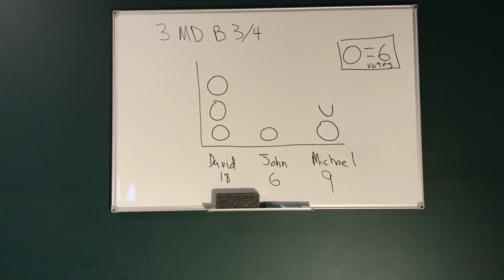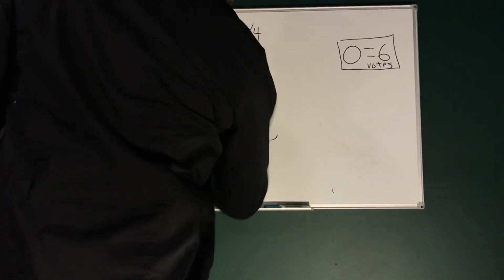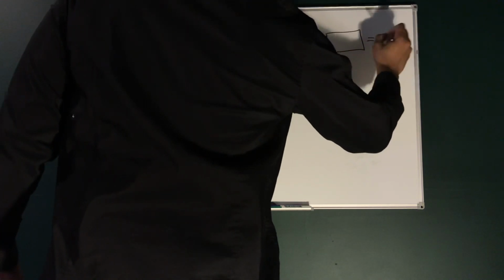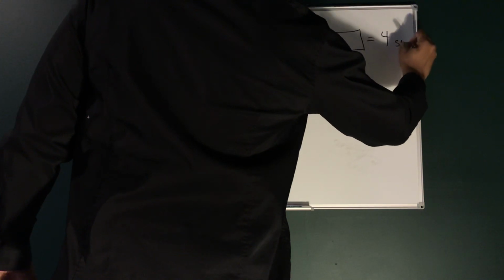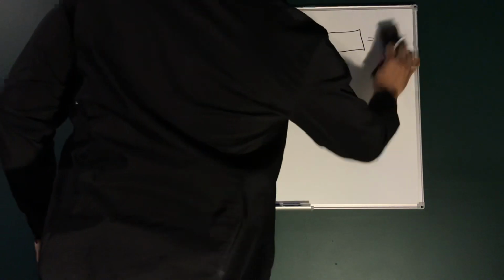Let's try another one. And this time I want you all to see if you can solve this one on your own. So this time, instead of using a circle, we're going to use a square or a rectangle. And this rectangle is going to be called 4 students. It's a little smaller. A little bit better.